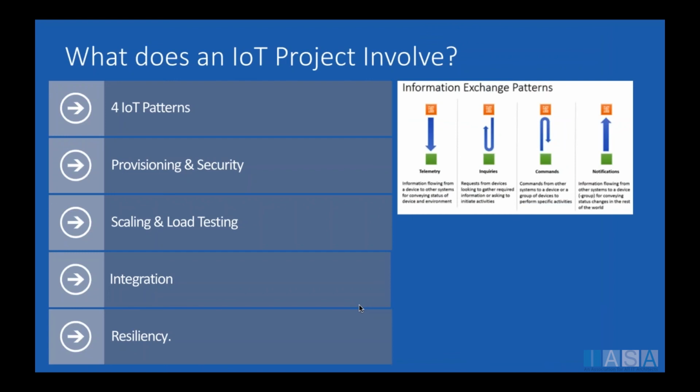So what does an IoT project actually involve? What are you going to find yourself doing in an IoT project? So the first thing you'll do is obviously you will probably implement these 4 information exchange patterns between your devices and your back-end systems. But don't get too focused on those, because there's a whole lot of really important work that you need to do in order to make sure your project actually succeeds. So just because you've established communication with a few devices in a proof of concept doesn't mean that you're home and dry. The first thing is provisioning.